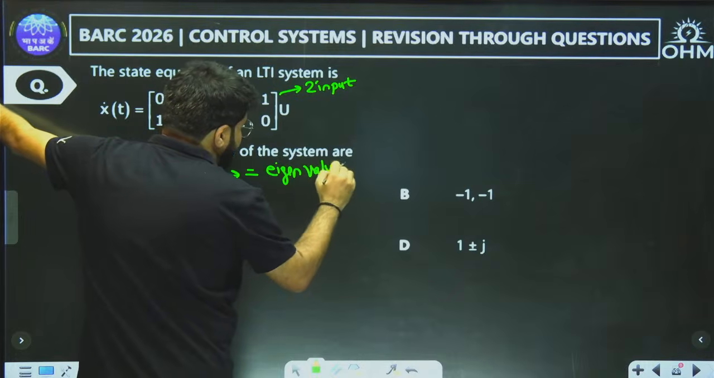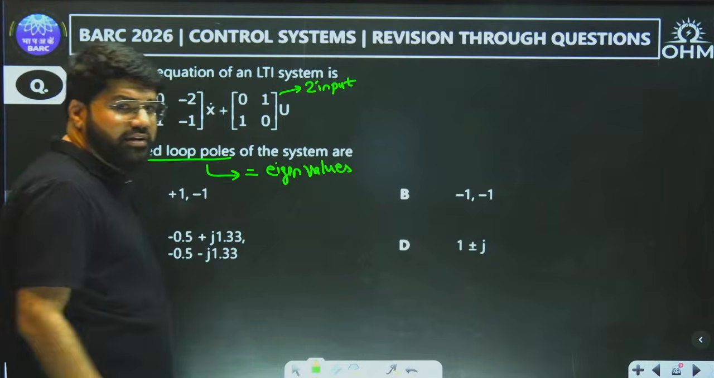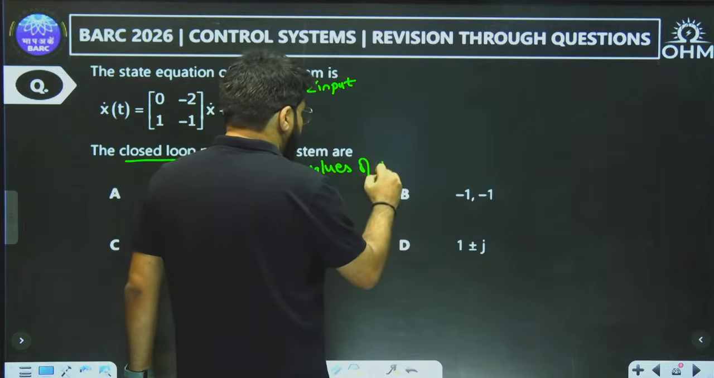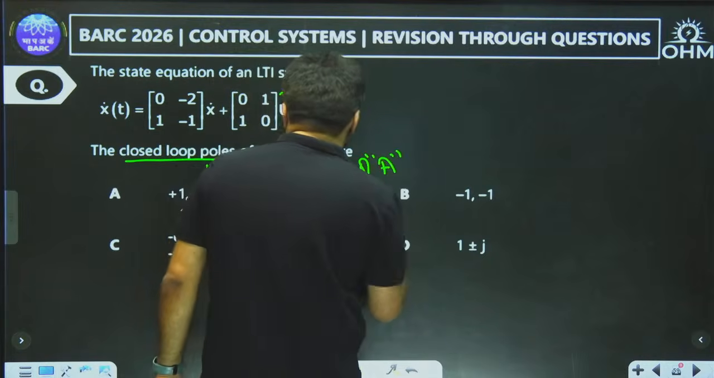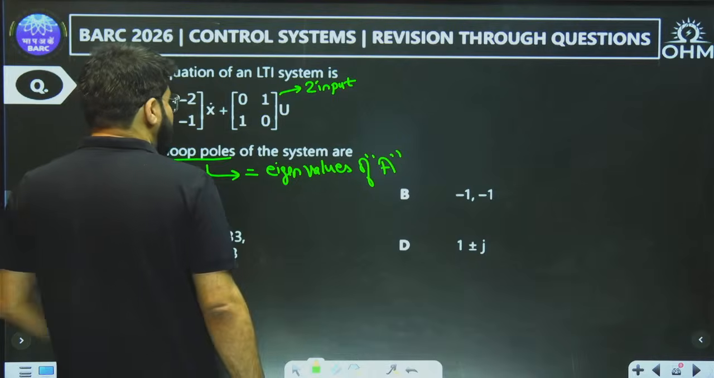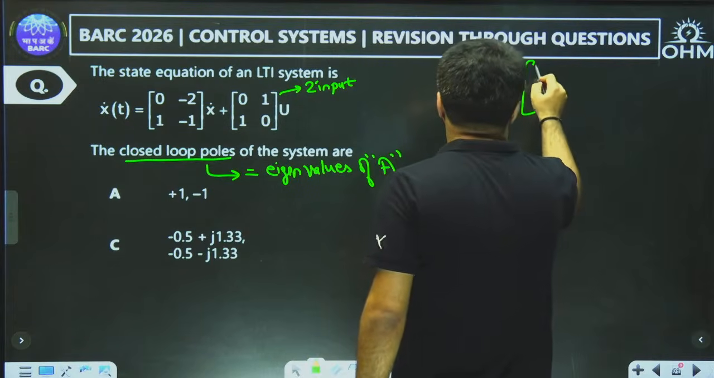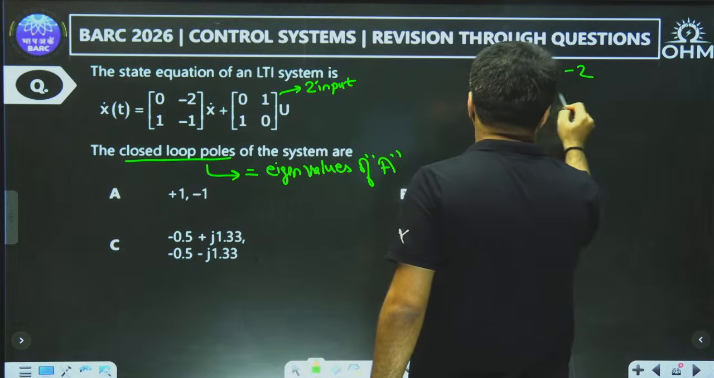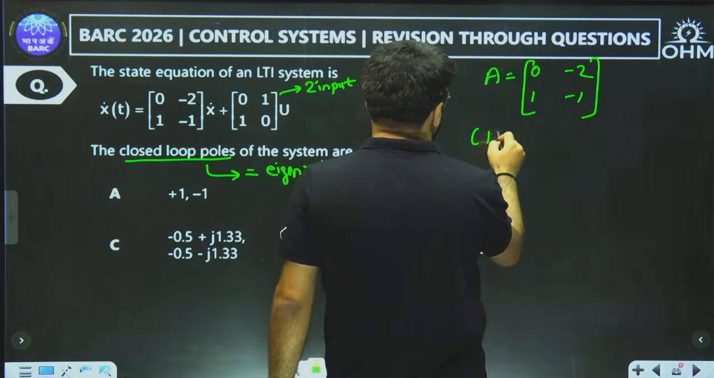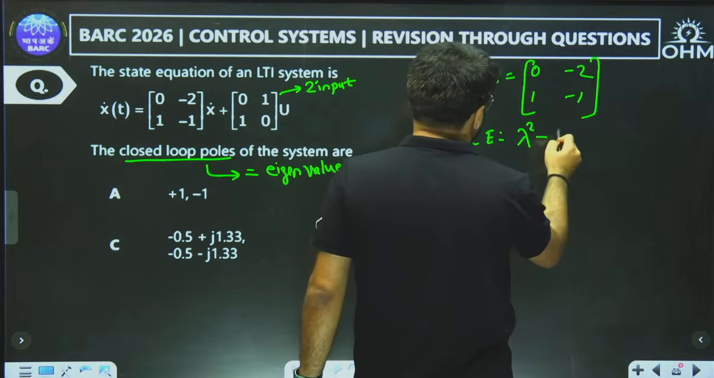Even in GATE 26, the questions are there around this point. Eigenvalues of the matrix A. Now, what are the eigenvalues of the matrix A? For matrix A, what is the characteristic equation? It is a 2 cross 2 matrix. What is the simple characteristic equation for a 2 cross 2 matrix?